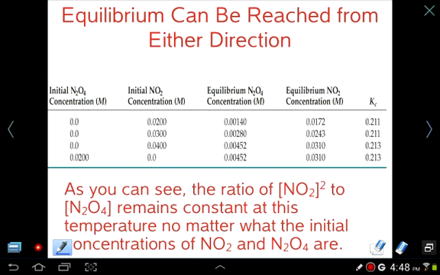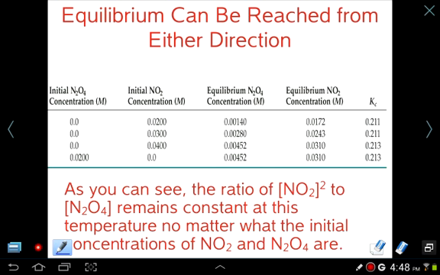We'll wrap up the discussion with stating the fact that equilibrium can be reached from either the product or the reactant direction. What we mean here is, because we have a system that's in equilibrium and both processes are occurring, it doesn't really matter where we start. We could technically begin with products and then end up with reactants.